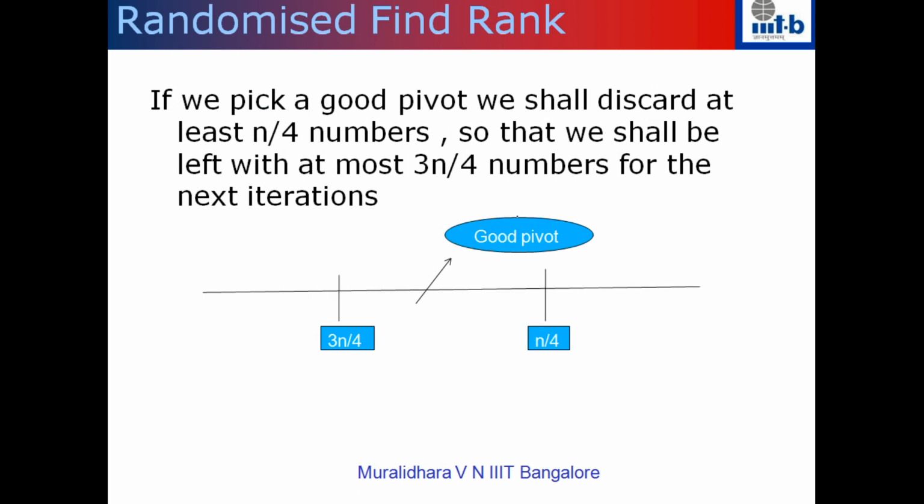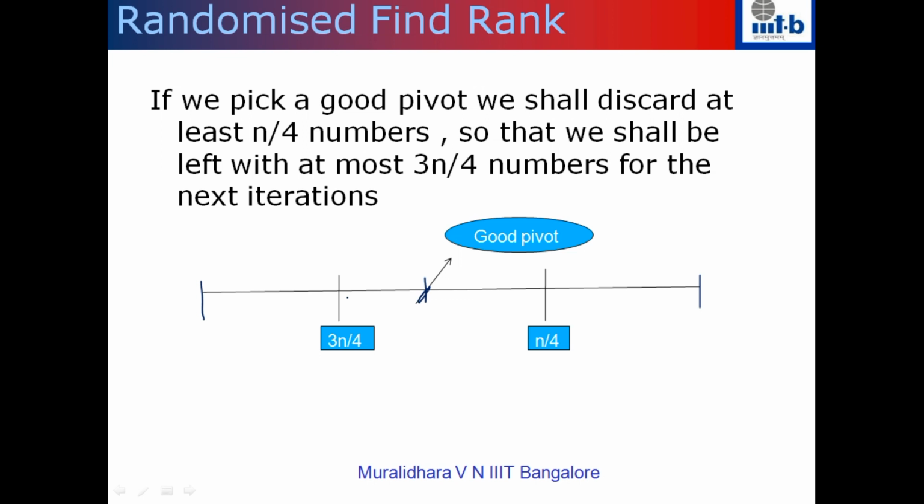So what really happens if I pick a good pivot? When I do the partition, the partition is going to happen somewhere here because of the rank. If the total number of elements is n, the partition is going to happen in such a way that it lies between n by 4 and 3n by 4. So the advantage of picking a good pivot is that the rank of that pivot is between n by 4 and 3n by 4.